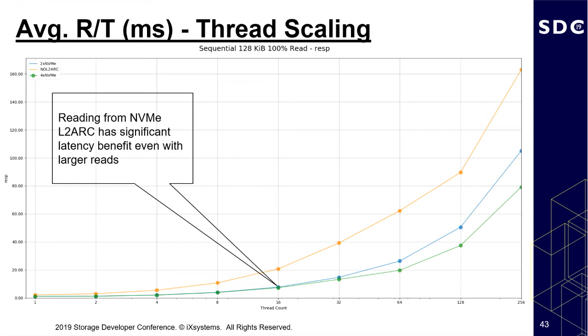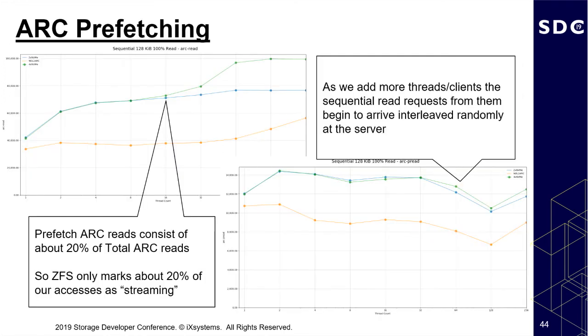Response time is much the same story. Prefetching: this is how we diagnosed that weird hump we were seeing. You can see that the prefetch reads start to go way down. So the ARC itself is saying, well, there's nothing here to prefetch. At about this point, ARC says, well, that's not streaming, I'm not going to mark that as streaming. So that's how we diagnosed the phenomenon we saw in the previous results. So, neat stuff.